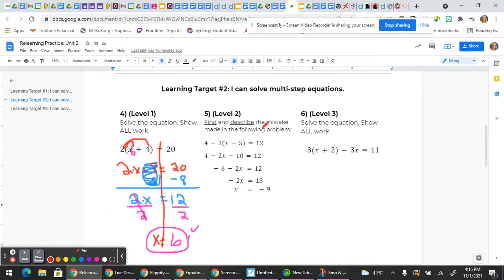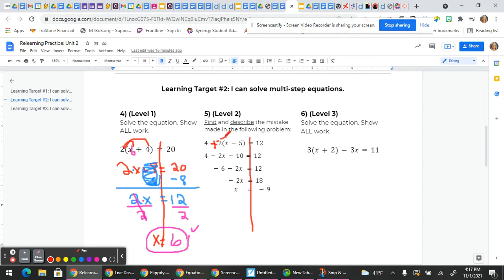This next one is a level 2. It says, find and describe the mistake made in the following problem. So as I see, if I were to draw my line pretty straight, over here on the left, I do notice that we've got some parentheses, and it looks like we're going to have to distribute first to get through that. So remember, this subtraction sign out front is going to turn this into a negative 2. So if you want to think about it as adding the opposite, this is actually a negative 2 out front.